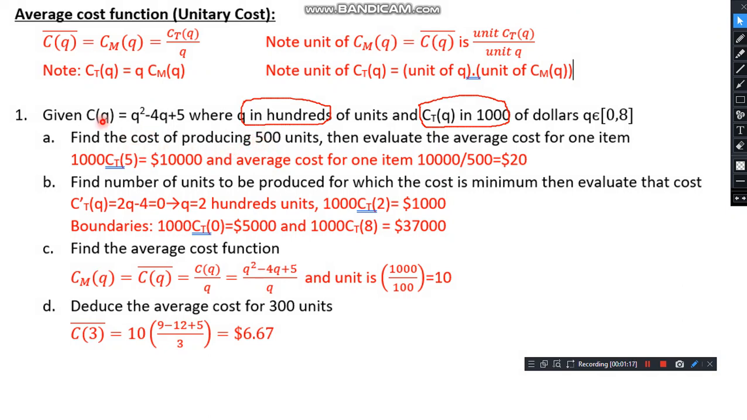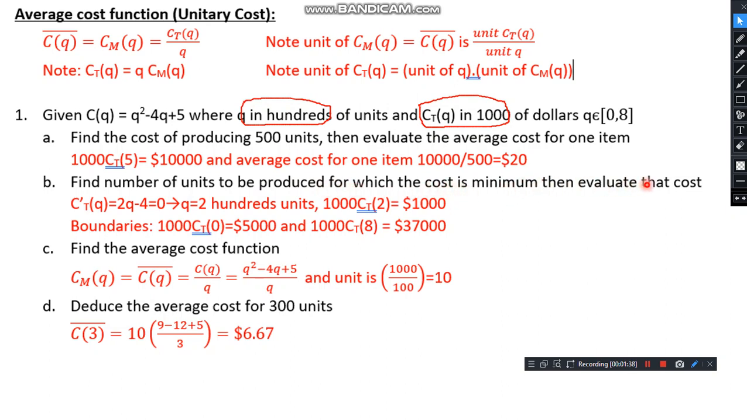So we do C of 5 and we multiply it by 1000. It will be 10,000. Then evaluate the average cost. Here the average cost will be the 10,000 divided by what? By the 500 units. So each product will cost $20. Find the number of units to be produced for the cost to be minimum.